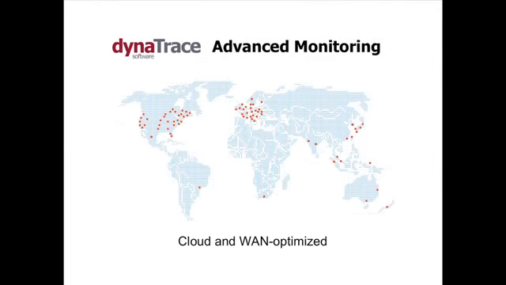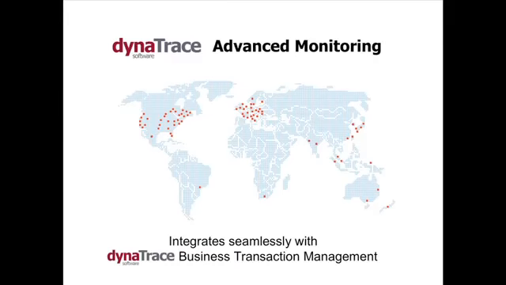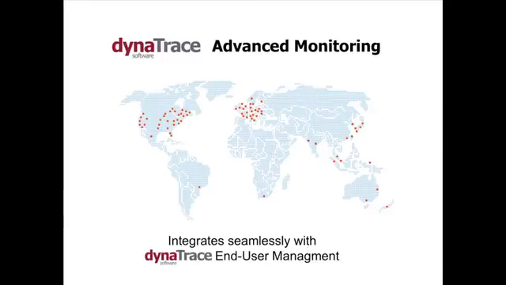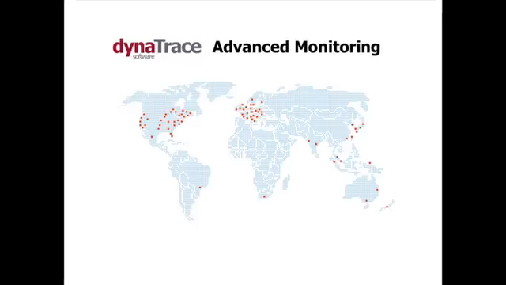dynaTrace Advanced Monitoring is cloud and WAN optimized for globally distributed environments and integrates seamlessly with other dynaTrace solutions such as code-level diagnostics, business transaction management, and end-user experience management for the most complete, full lifecycle APM system available. Let's see how it works.